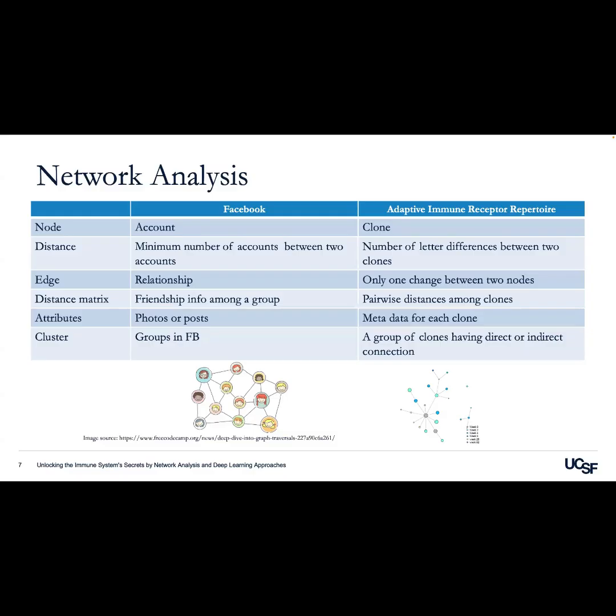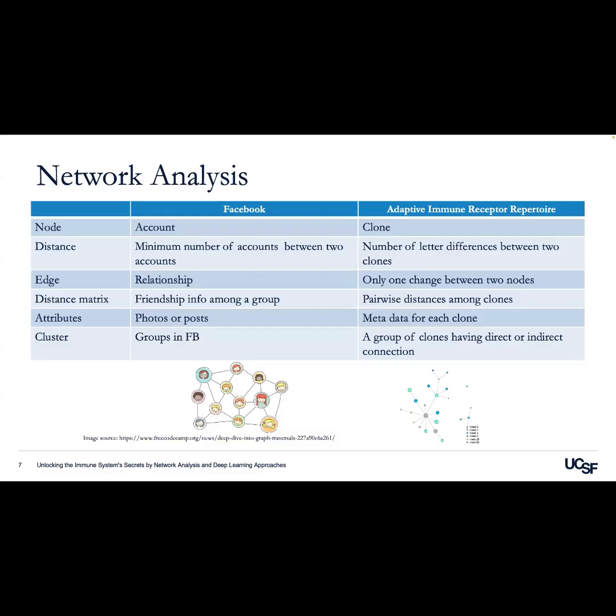But what does network analysis mean in the repertoire? We can mimic this with social media like Facebook or Instagram. Here the node stands for the BCR clone, and distance is the number of letters different between the two sequences. The edge is defined as only one change between the two sequences. Of course, you can consider two differences or no difference, so this is a little bit arbitrary. And the distance matrix is the pairwise distance among the clones.